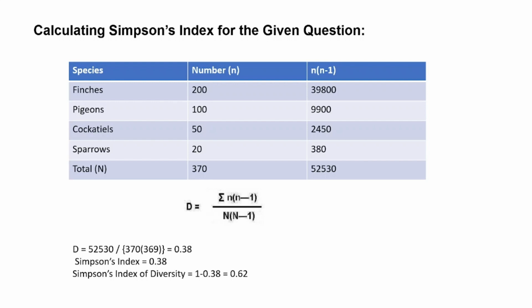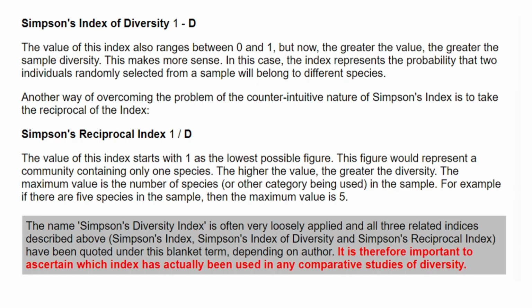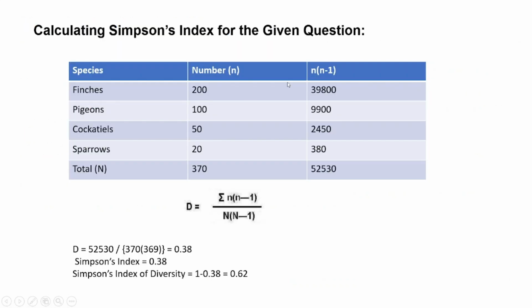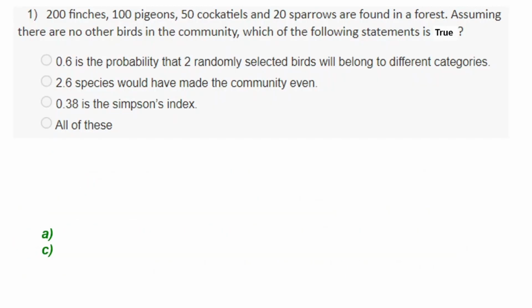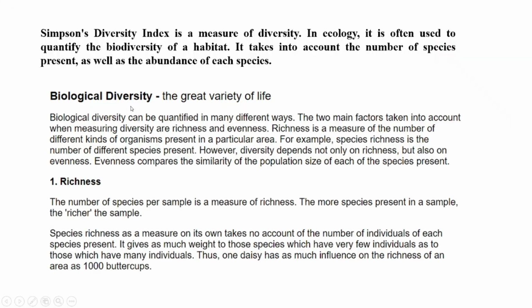Simpson's index of diversity is 1 minus 0.38, which is 0.62, and Simpson's index of diversity talks about the probability that 2 individuals randomly selected from a sample will belong to different species. So Simpson's index value is 0.38, Simpson's index of diversity is 0.62. So according to the question, 0.62 is the probability that 2 randomly selected birds will belong to different categories. This is correct. This is the Simpson's index of diversity, and 0.38 is the Simpson's index. That's also correct.